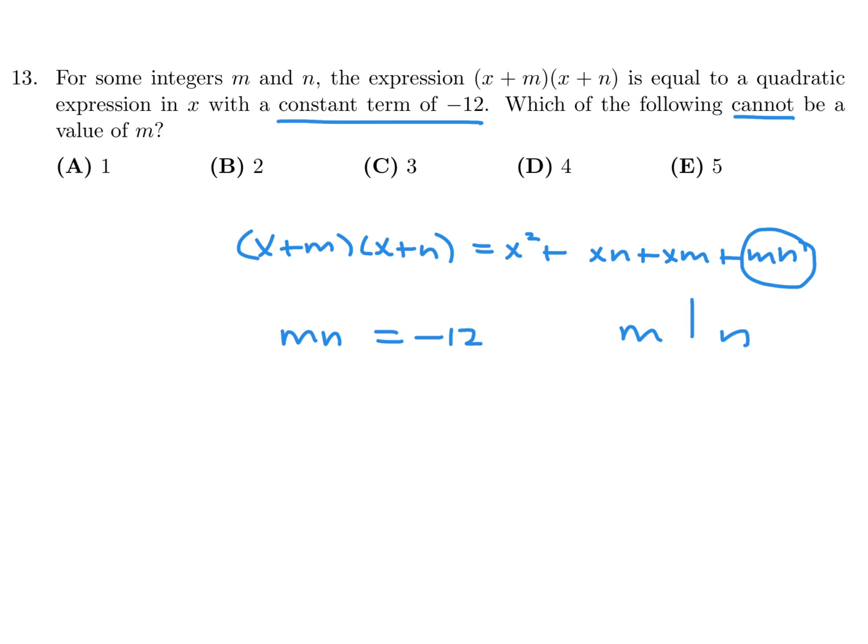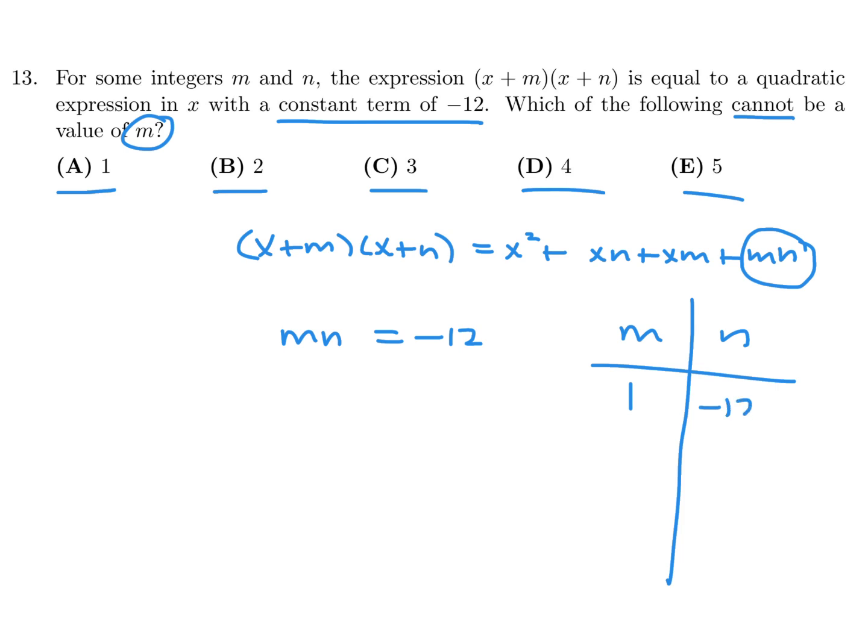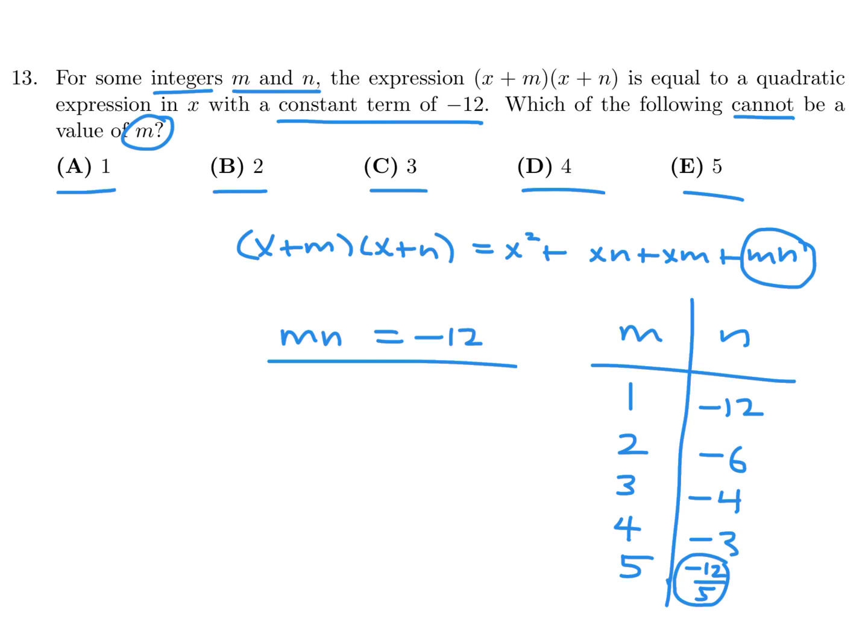So m and n, if we make a table, let's see what we can get. Well, did they give us any conditions on the m and n? I don't think so. Okay, well, let's just look at the answer choices. Could m be 1? If the answer is yes, then n is negative 12, because we want m times n to be negative 12. Could it be 2? Then n would be negative 6. Could it be 3? Yes, n would be negative 4. If it's 4, it would be negative 3. 5, no, because then that would be minus 12 over 5, and that is not an integer, because both m and n are integers. So therefore, m cannot be 5, and therefore the answer to number 13 is E.